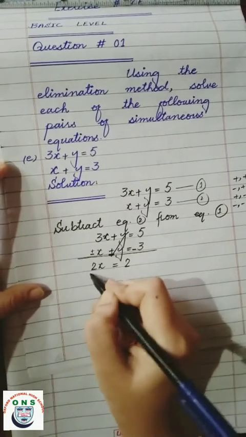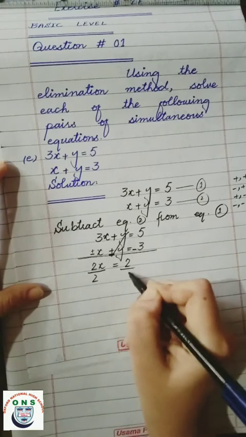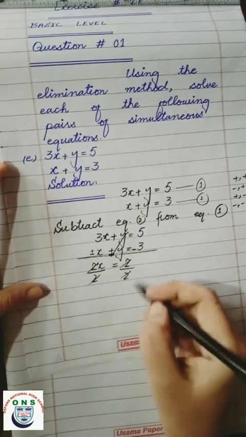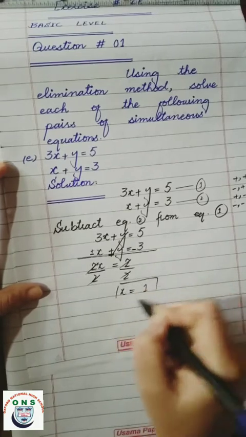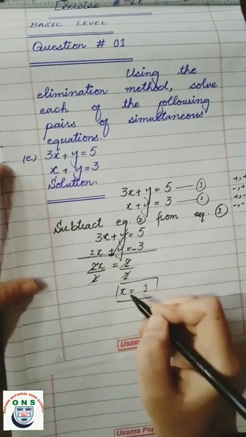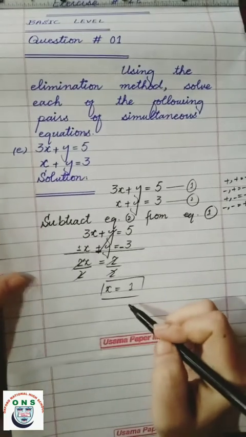Okay, so we can find the value of x is equal to 1. We found x is equal to 1, which means y is eliminated from here and we have found the x value.